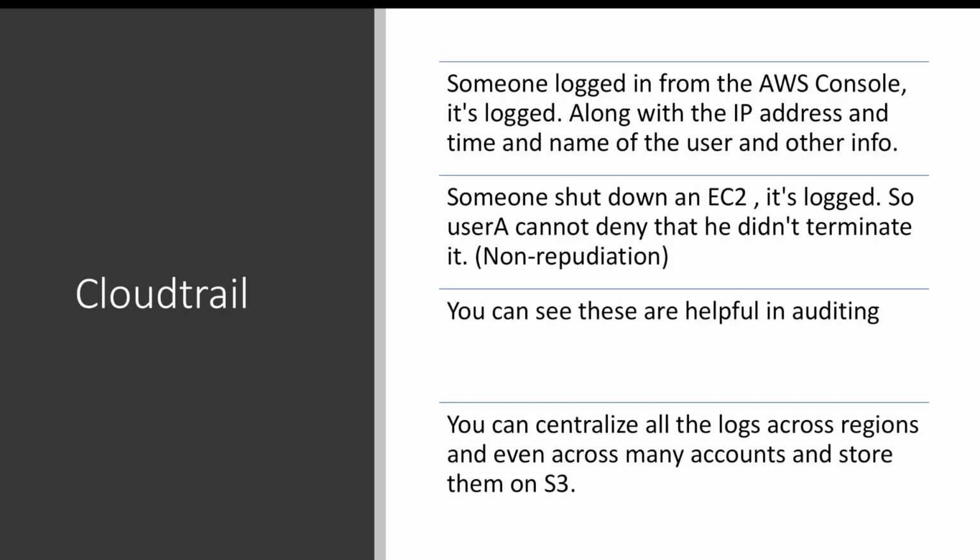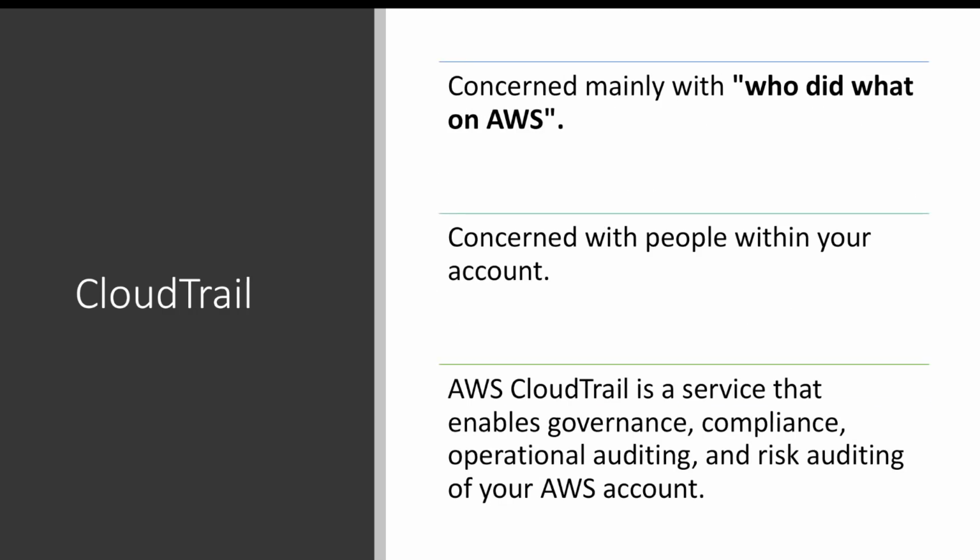One of the cool features about CloudTrail is that you can centralize all the logs across regions, and not only that, you can centralize logs across many accounts that you control. Everything that you do on AWS at the account level, like you log into the AWS console, you launch EC2 instances, you delete a bucket, everything can be logged with CloudTrail. So CloudTrail logs activities of users and services on your account.